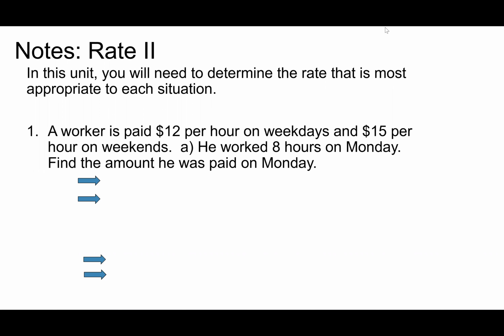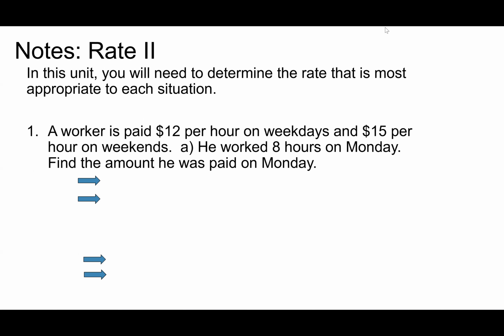So number one says a worker is paid. Yeah, Gage. You know how to solve this one? All right. Why don't we listen to how I solve it? And then if you want to tell us a different way, or if you have any information to add, you tell me, okay? Okay. A worker is paid $12 an hour on weekdays and $15 an hour on weekends.